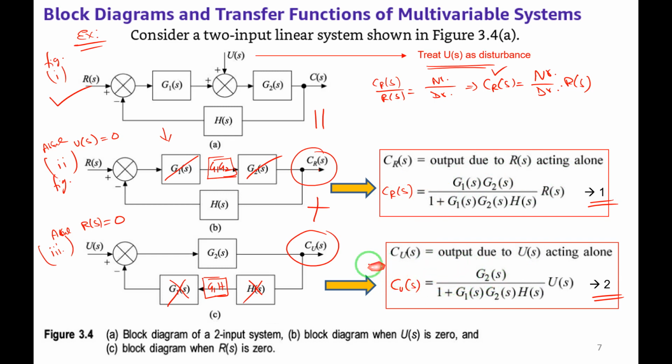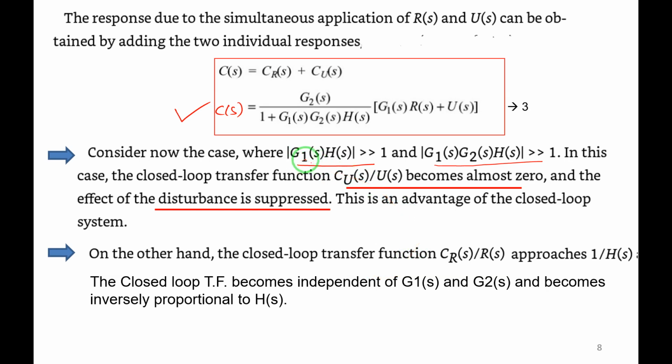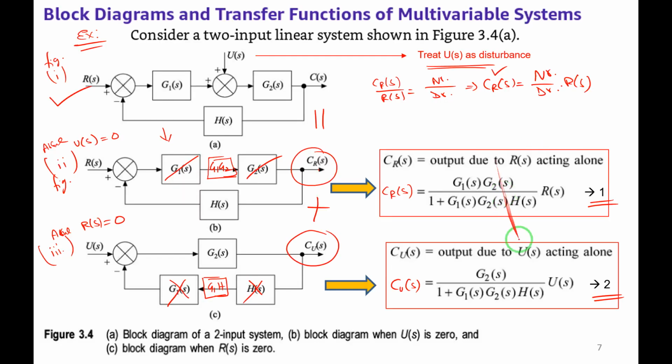We will consider equation 2 first. G1 into H(s) is very much greater than 1, and G1, G2 into H(s) is very much greater than 1. We will apply these two conditions to equation 2. G1, G2, H(s) is very much greater than 1, which means this 1 can be neglected, because this 1 is very small. So this 1 is neglected. In the denominator I have only G1, G2 into H(s). Then G2(s) and G2(s) get cancelled.